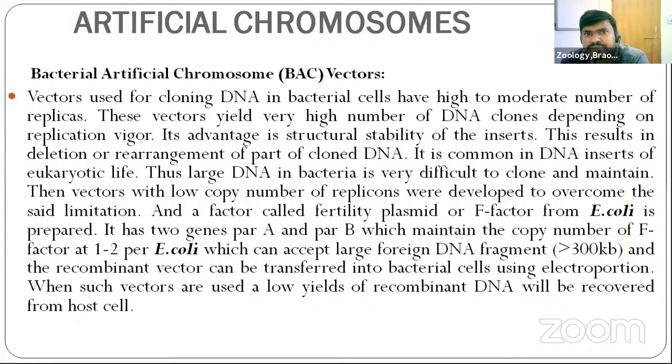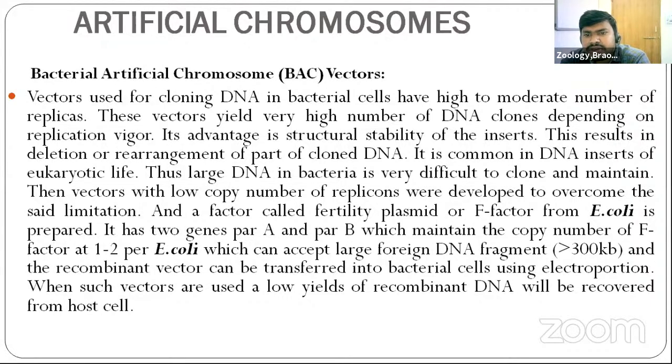Next, artificial chromosomes: bacterial artificial chromosomes, BAC vectors. Vectors used for cloning DNA in bacterial cells have a high to moderate number of replicas. These vectors yield a very high number of DNA clones depending on replication vigor. Its advantage is the structural stability of the inserts. Instability results in deletion or rearrangement of part of the cloned DNA. It is common in DNA inserts of eukaryotic origin. Thus, larger DNA in bacteria is very difficult to clone and maintain.